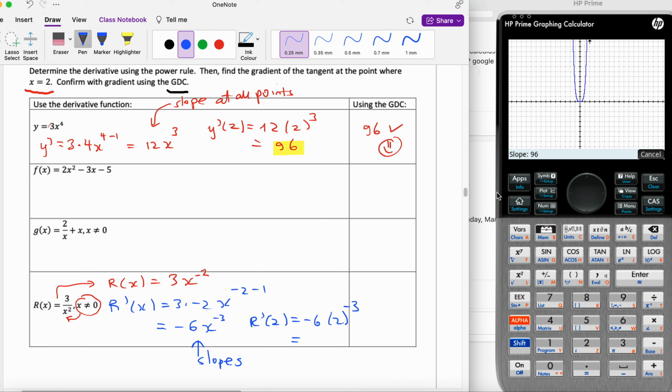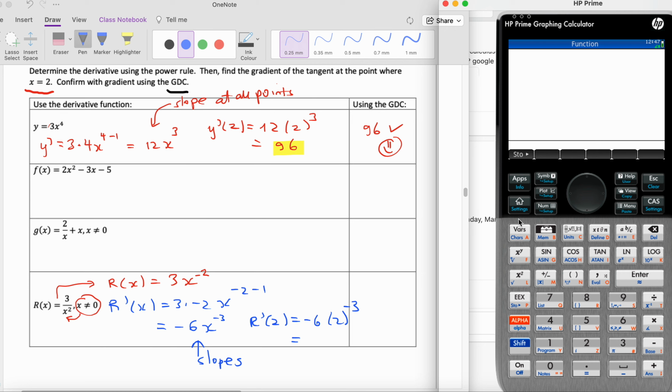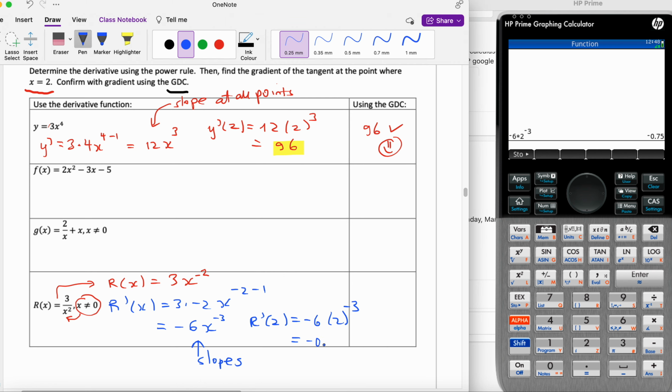You can just type this in if you would like. So this is going to be minus 6 times 2 to the negative 3, which is going to be 8, so this should be negative 3/4. Yeah, okay. So this is going to be negative 0.75. Of course, let's confirm with the calculator.